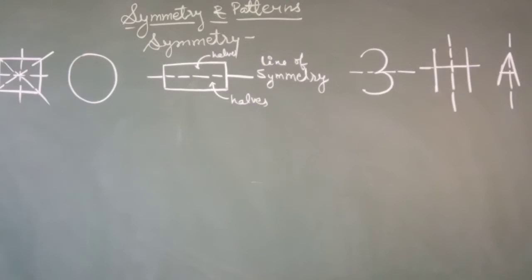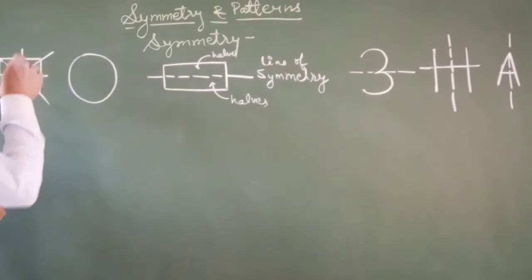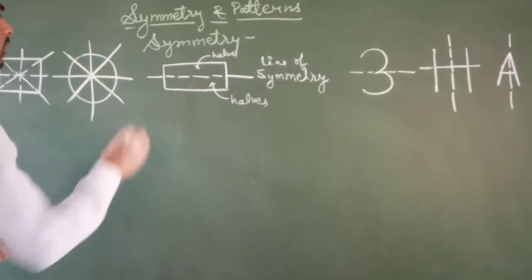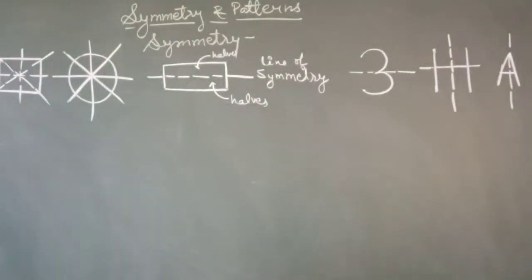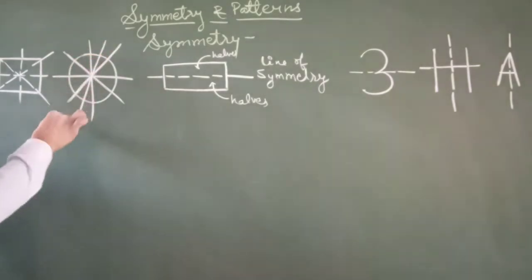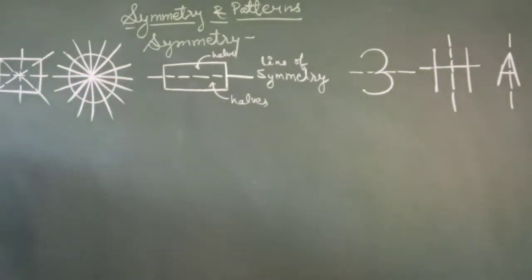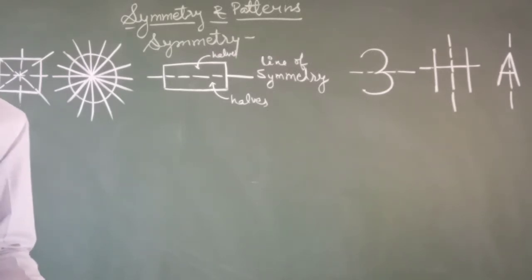Okay, and you know that the line that divides a figure into two equal halves is called a line of symmetry. Here the dotted lines show the lines of symmetry, and a symmetrical figure can have more than one line of symmetry. You can see here 1, 2, 3, 4, 5 lines of symmetry. 1, 2, 3, 4. You can see here many lines of symmetry. So you can say that a symmetrical figure can have more than one line of symmetry.